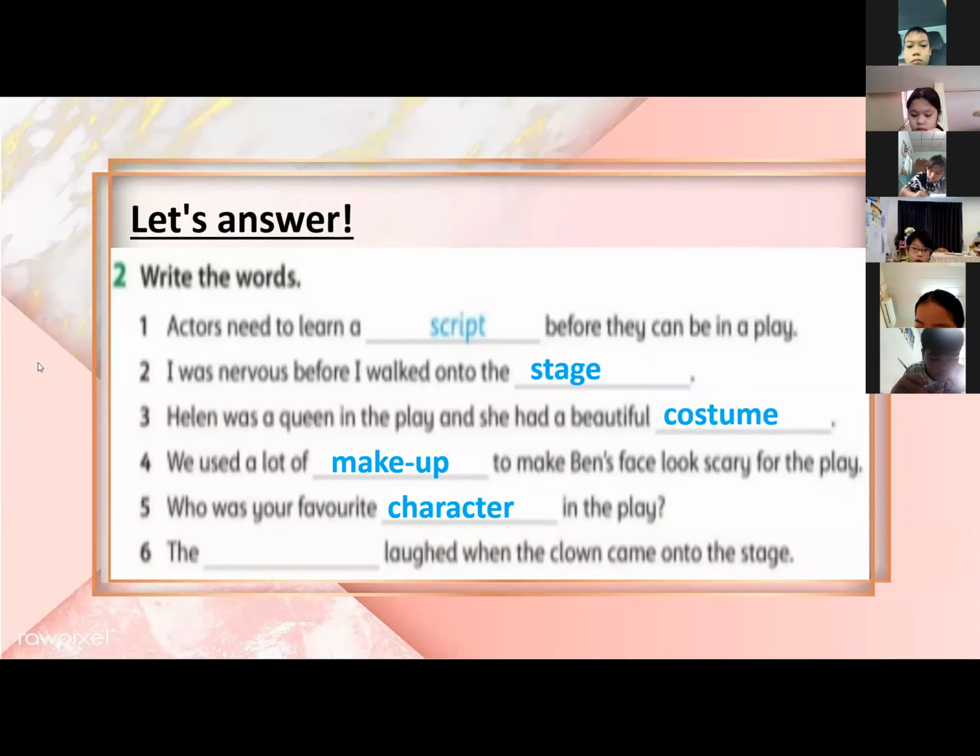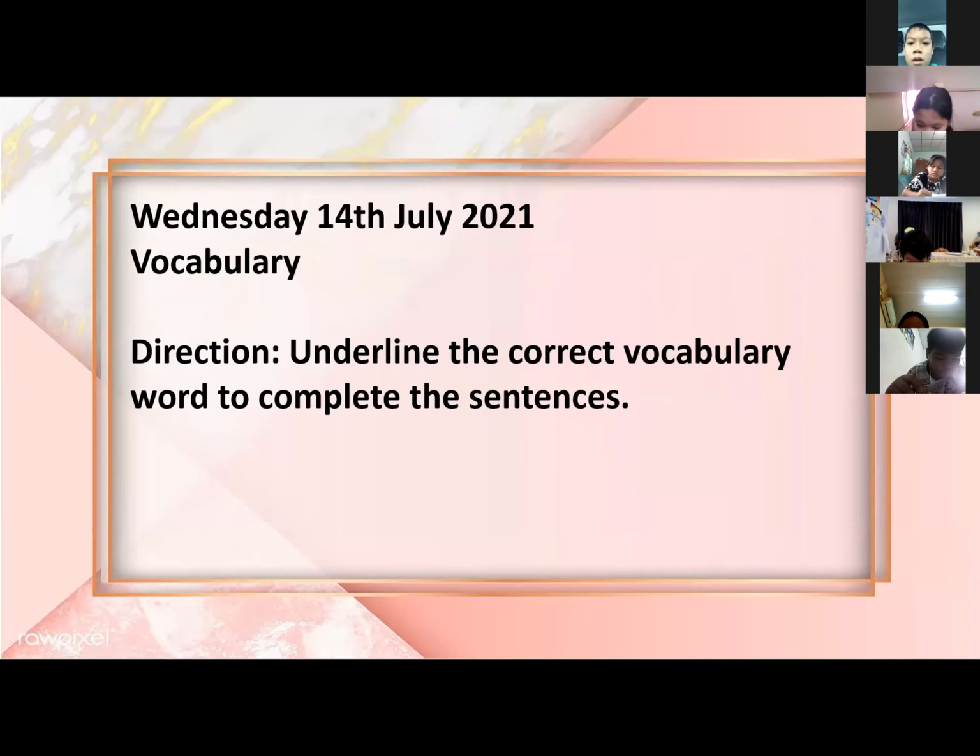Okay. How about number six? Who wants to answer number six? The audience laughed when the clown came onto the stage. Very good. The audience laughed when the clown came onto the stage. Okay. Now I want you to get your yellow book and let's have an activity. And then later on, we're going to play a game. So I want you to write your activity in your yellow book, and after that, we're going to play. Please write the date today. Write the direction. Let me know if you're finished writing the date and the direction so we can proceed to the main activity.